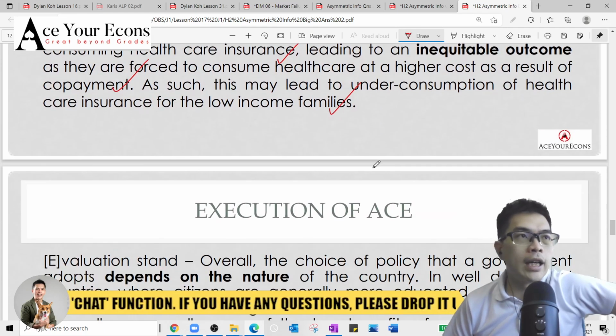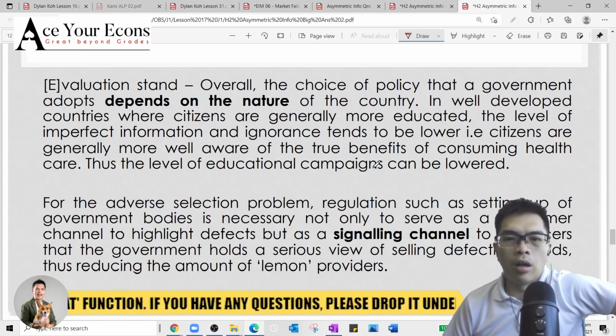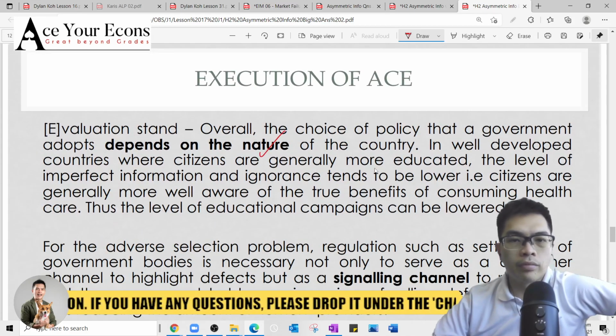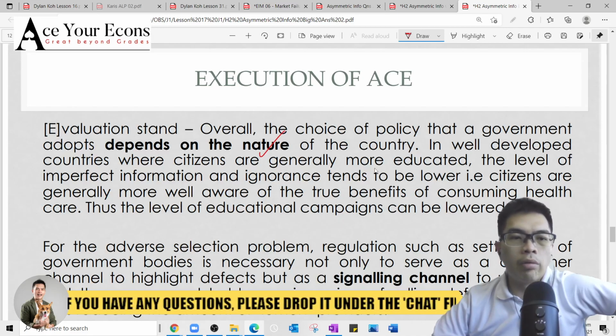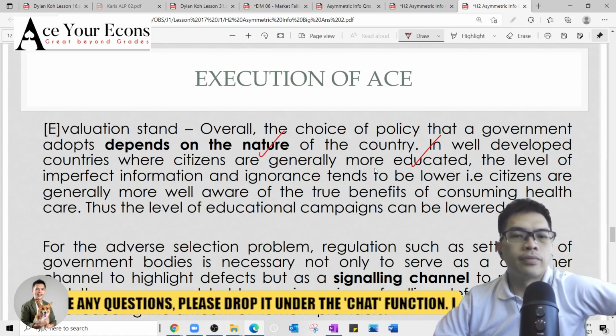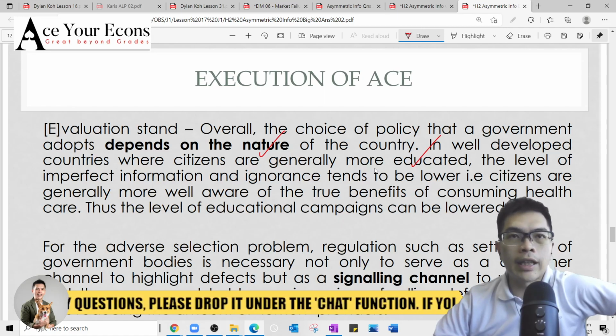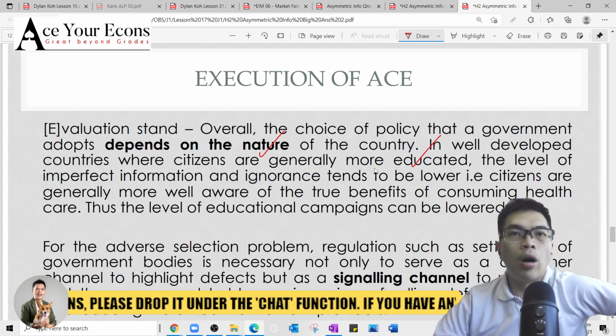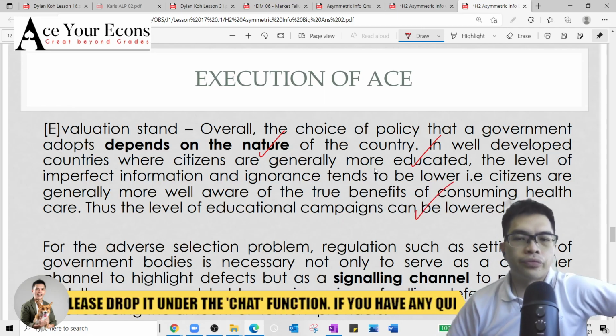All right, let's build a stand. Overall, the choice of the policy depends on the nature of the country. For well-developed countries, citizens are generally more aware, so the emphasis can probably be less on imperfect information and more on asymmetric information.